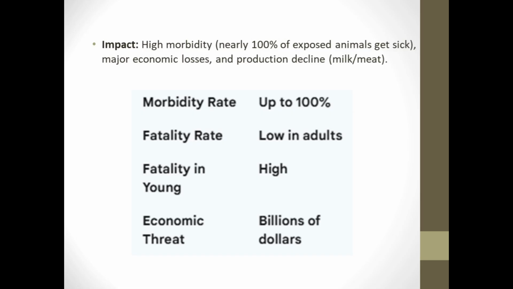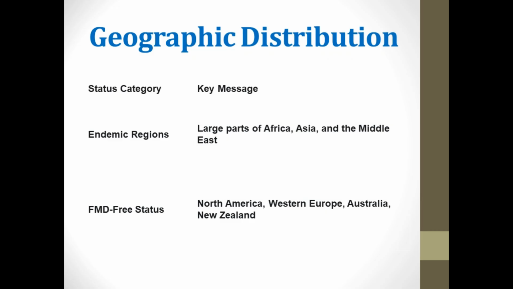and it's characterized by 100% morbidity rate. This is because of the different ways of transmission of this amazing disease. It causes high mortality in young animals, especially those within 2 months of age, and it causes lots of economic loss.